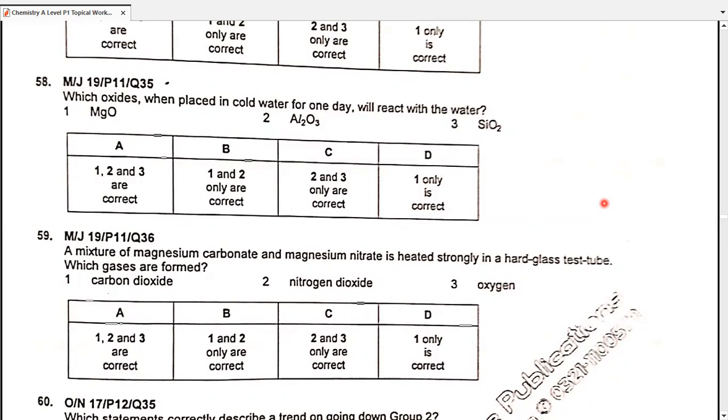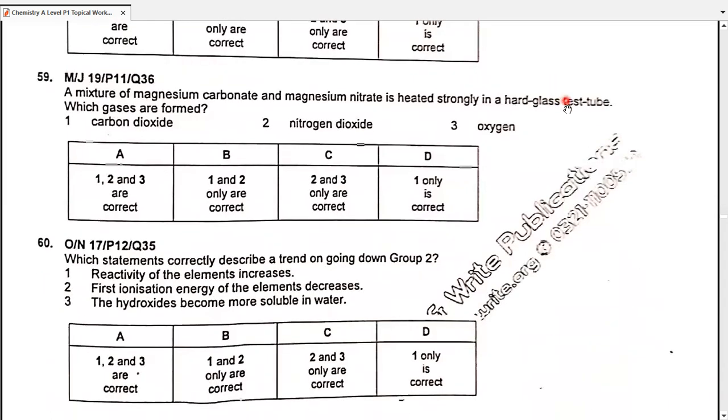Which oxides, when placed in cold water for 1 day, will react with the water? A, B, C are not correct. Actually, one is the only one that is correct. So D is the correct option. Magnesium oxide can react with water and produces magnesium hydroxide. However, aluminum oxide and silicon dioxide do not react with cold water whatsoever. Yes, sir. D.